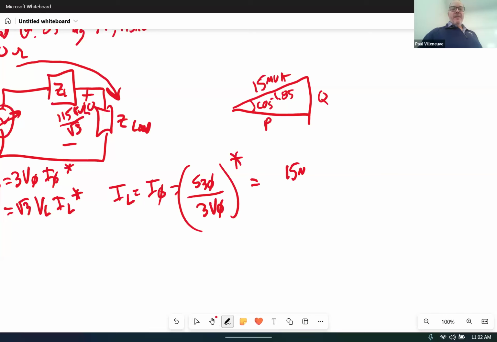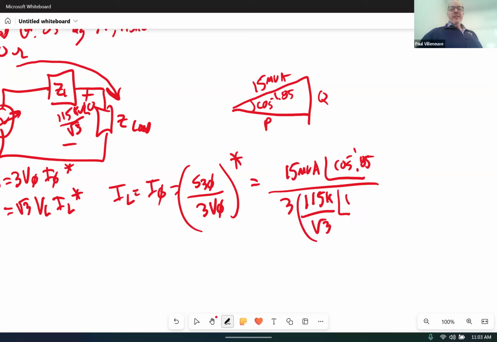So this is 15 MVA at an inverse cosine of 0.85 times 3 V phase, which is 115K over the square root of 3 at an angle of 0. And then I have to take the conjugate of that whole entire thing.